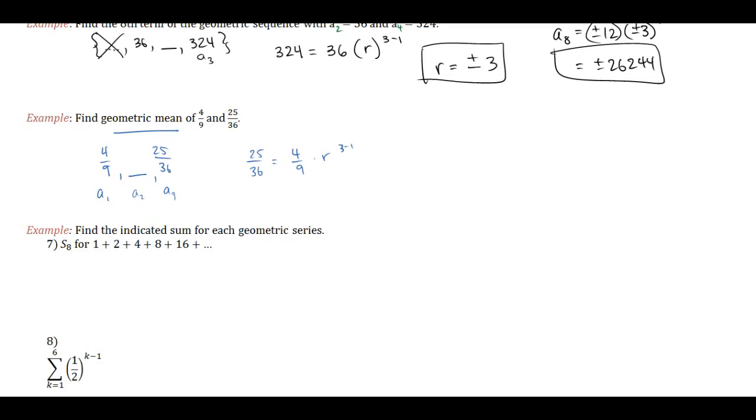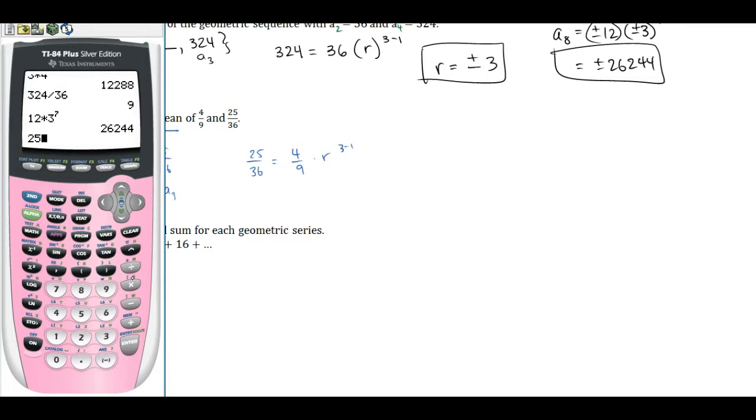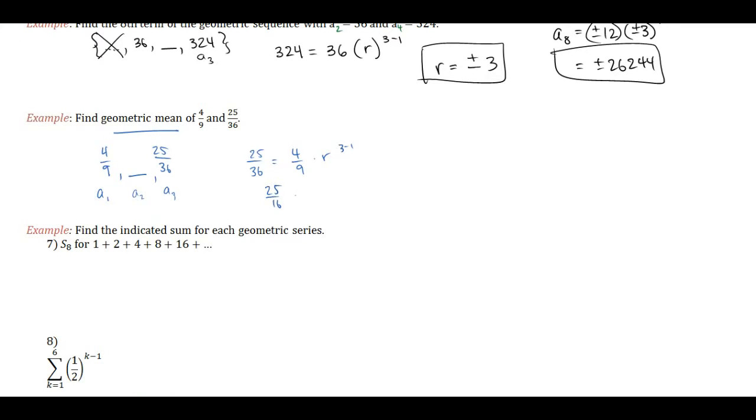So I now can say, multiply, I can move that 4/9 to the other side. So I have 25/36, and I'm going to multiply that by 9/4. And I get 1.56, and if you're like me, you want to know what that is in fraction form. So that's 25/16. And if I know it's 25/16, I now have 25/16 equals r squared. And if I square root both of those, then I know that r is plus or minus 5/4. So they are multiplying by 5/4, but that's our r value.